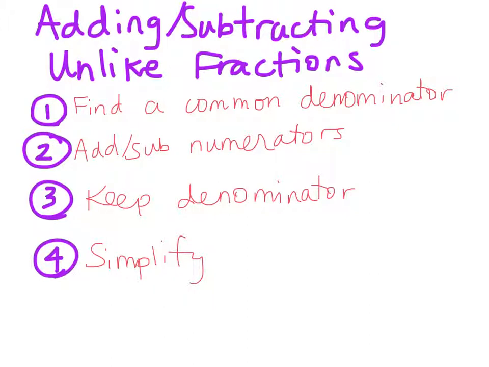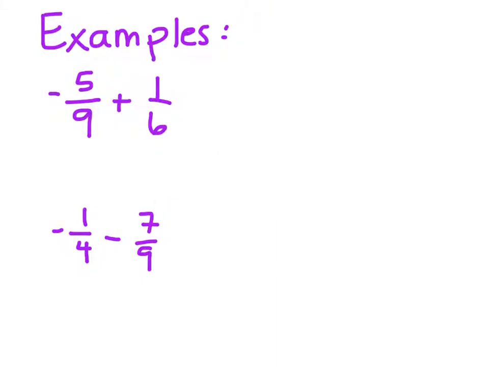Now, when we want to add or subtract unlike fractions, the first thing we have to do is find a common denominator. We want to try to find that least common denominator, but we need to at least find a new denominator that is a multiple of both of our denominators. Then we follow our rules like normal. We add and subtract the numerators, we keep that same denominator that we just found, and we simplify our answer. So let's look at a couple examples.